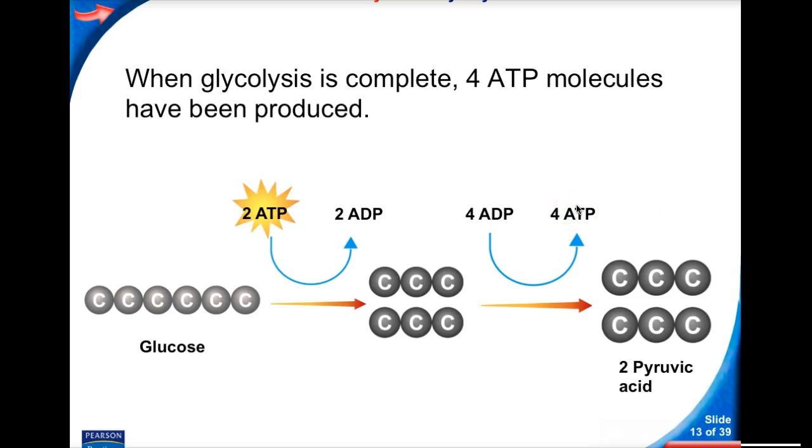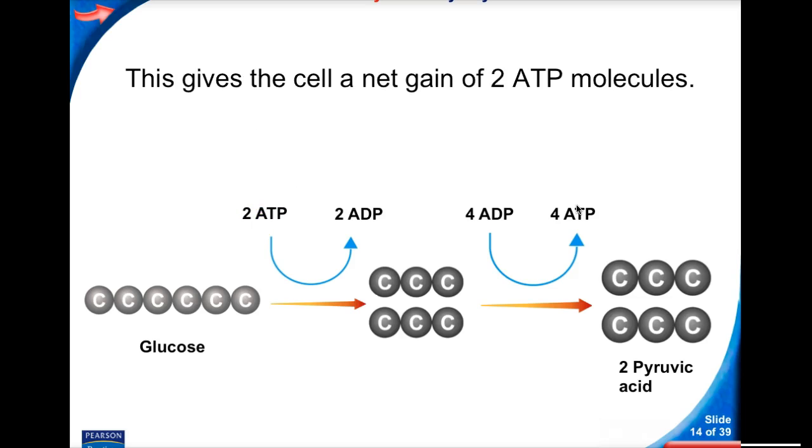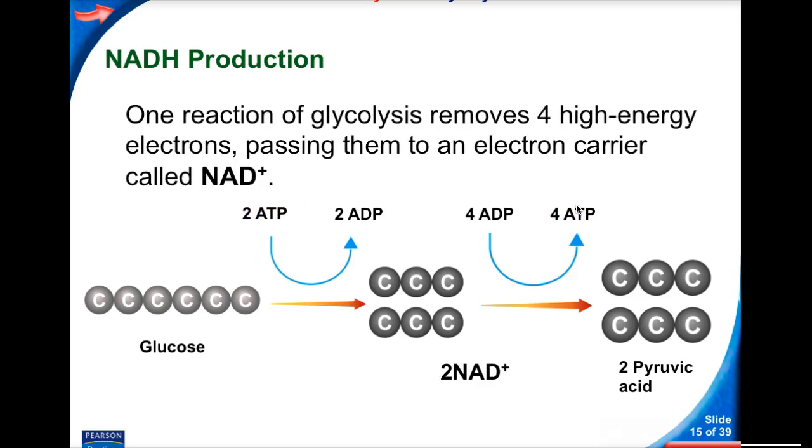So when glycolysis is complete, 4 ATP molecules have been produced, which gives the cell a net gain of 2 ATP molecules, because you have 2 in initially and you get 4 out at the end. So that would be a net gain of 2. 4 minus 2 equals 2. And there you see it. You also do have NADH produced. One reaction of glycolysis will remove 4 high energy electrons and pass them to an electron carrier called NAD+.